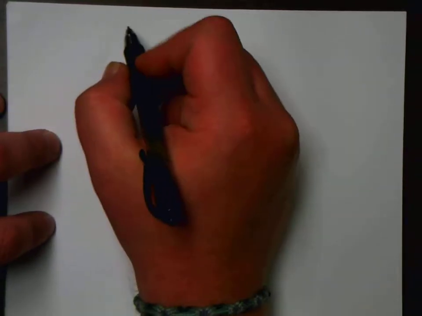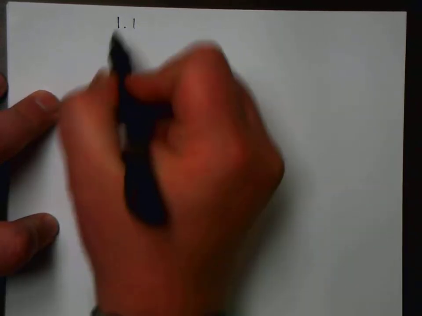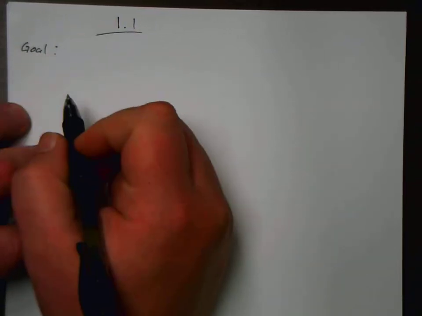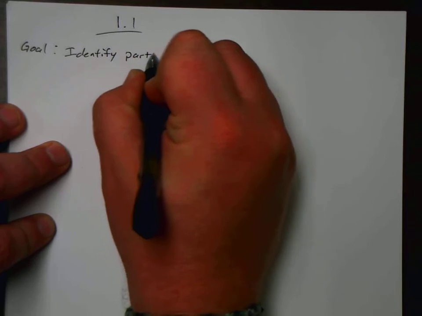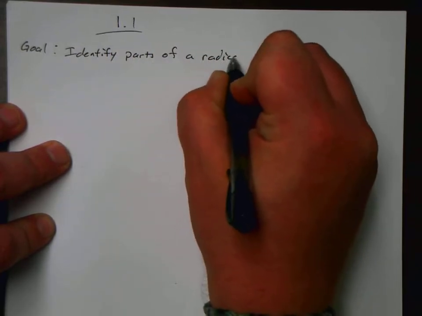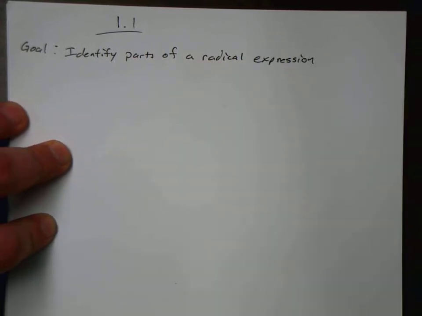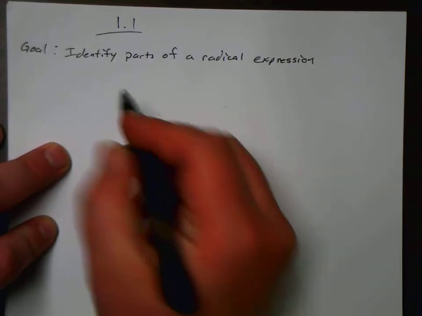All right, so we're looking at Unit 1, Section 1, 1.1. All right, so our goal in this is to be able to identify the parts of a radical expression. All right, so when I'm looking at this and I'm thinking big picture, right?